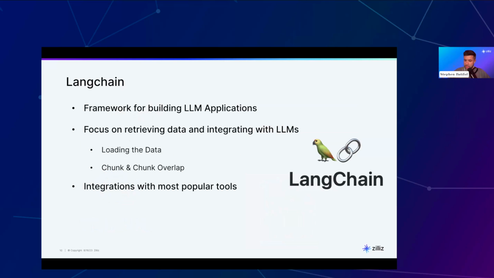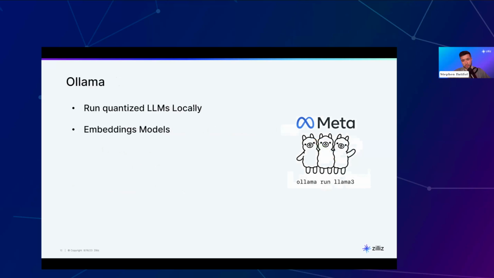They also make it easier for you to chunk your data and to have some different configurations with a chunk overlap. We'll see later what it means. So those are very handy. And then they also have integration with the most popular tools you can think of. They make it very handy if you need to use embedding models from different companies. Then you usually only have to change the import file. So that's LangChain.